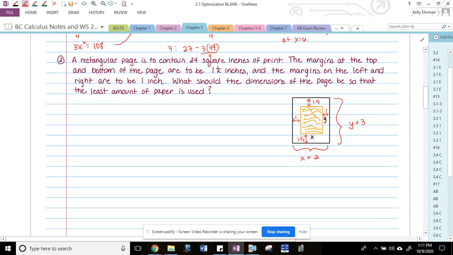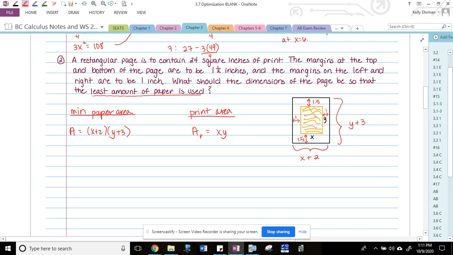So we're trying to have the least amount of paper. So we want a minimum paper size or paper area. And we also have a print area. The minimum paper area, I'm just going to say A equals paper area, in general, would be X plus 2 times Y plus 3. We don't want to have two dimensions. It would be better to come up with our print area. So I'm going to say area, sub P for print. That would just equal whatever X times Y is.